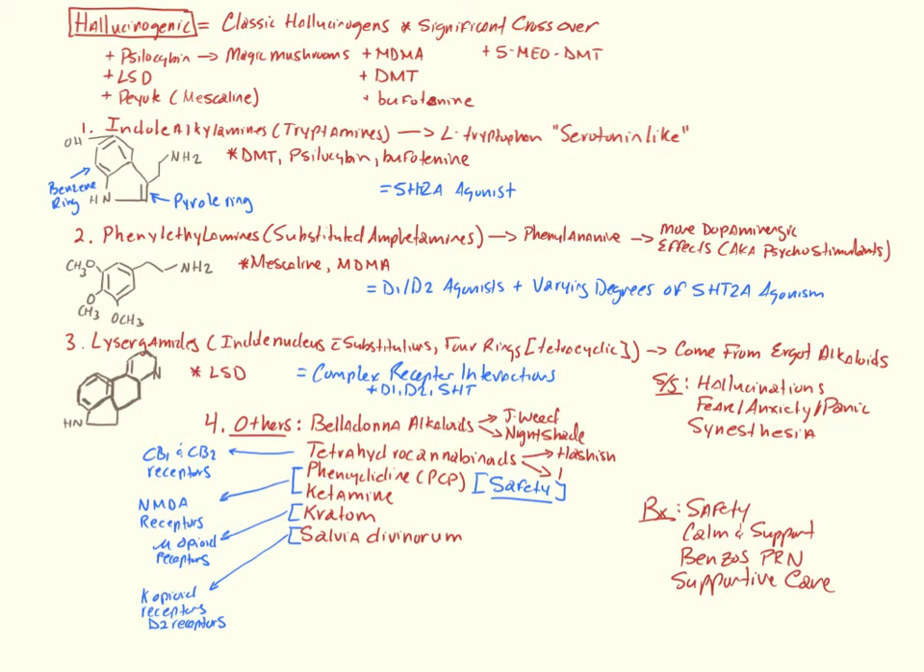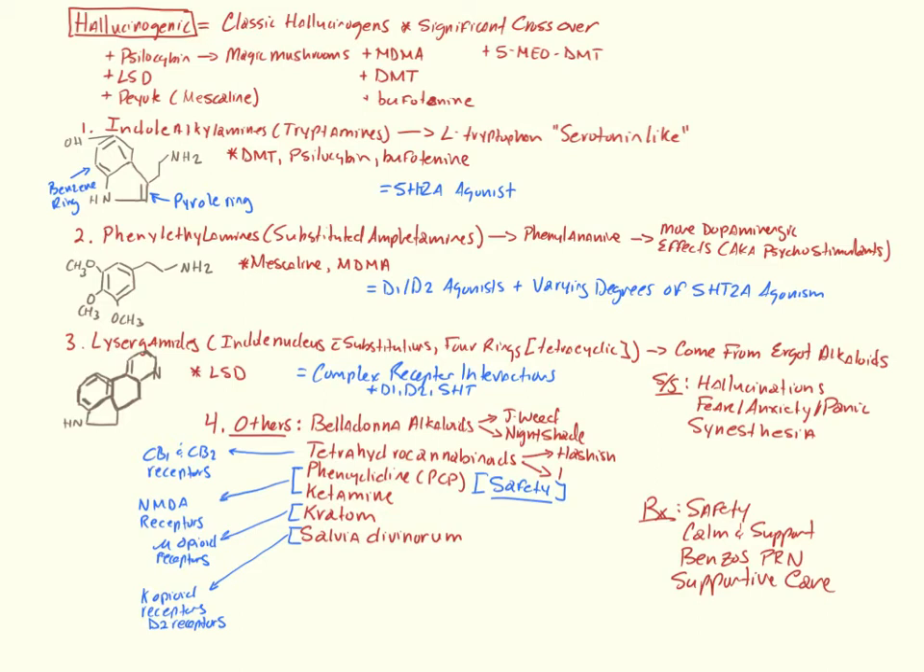5-methoxy-DMT, some people call this Foxy-Methoxy, is a street name. These are all indolalkylamines. The phenethylamines are substituted amphetamines, so guess what? They have a stimulating effect. They will cause an increase in blood pressure and an increase in heart rate. And some people actually call these psychostimulants.